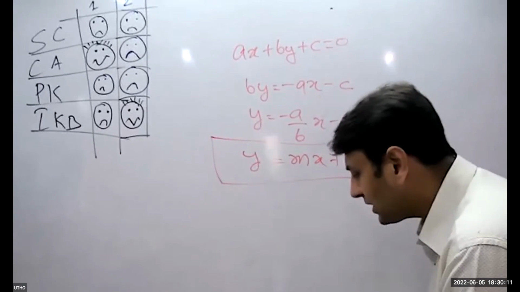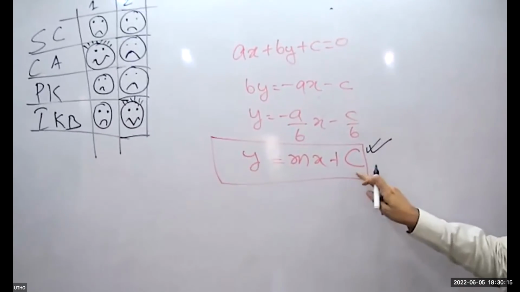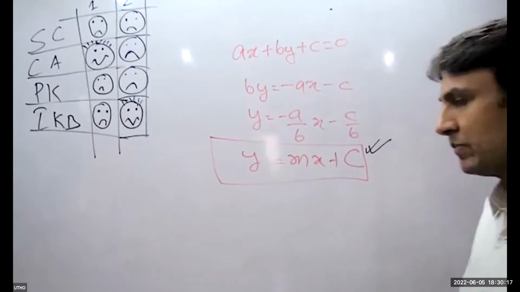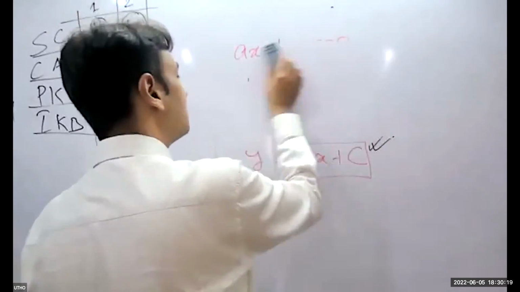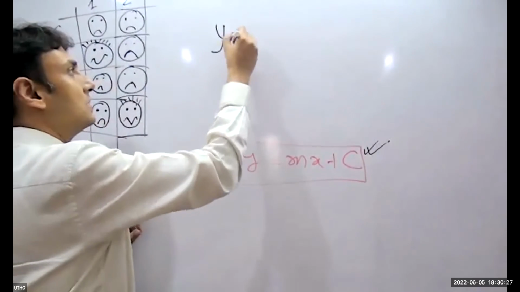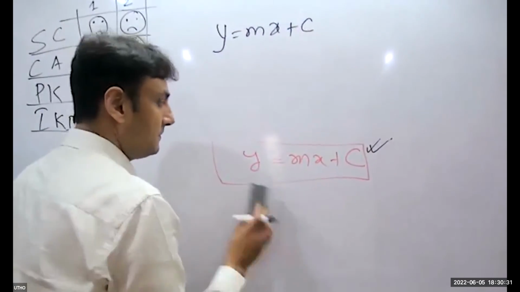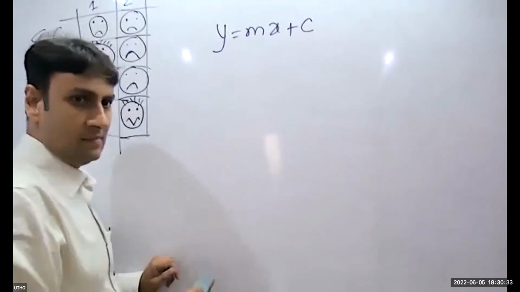The equation I have written, does it ring a bell? Do you remember something? Whose equation is this? Y is equal to mx plus c. What, sir? I didn't understand that. This is a standard linear equation of what? Sir, we draw a line on a graph. Is it that the line passes through origin?